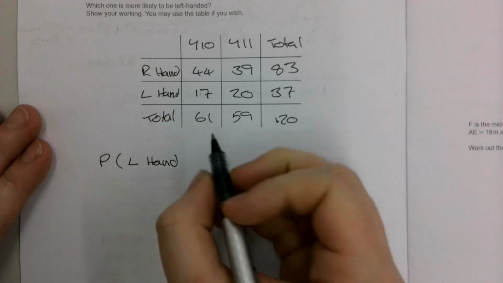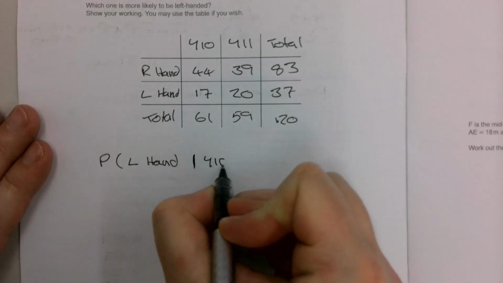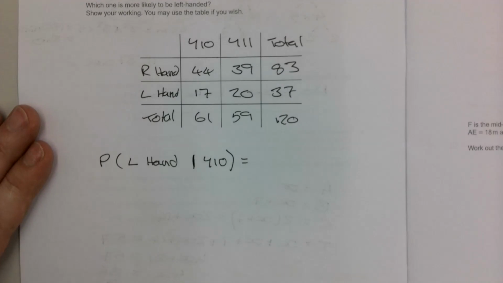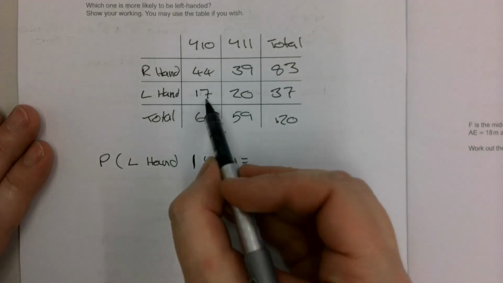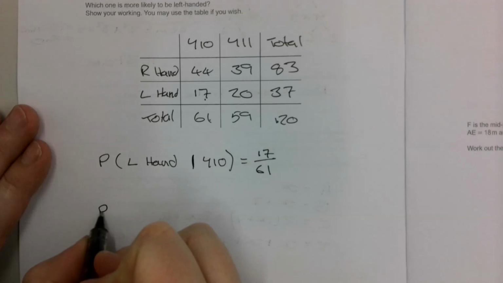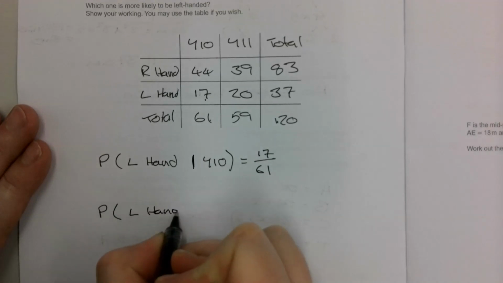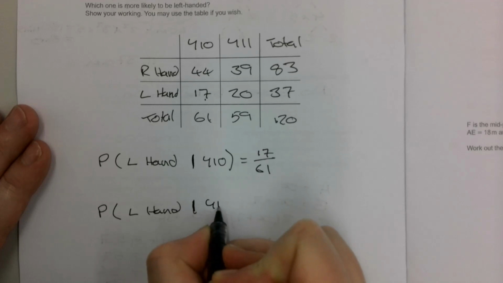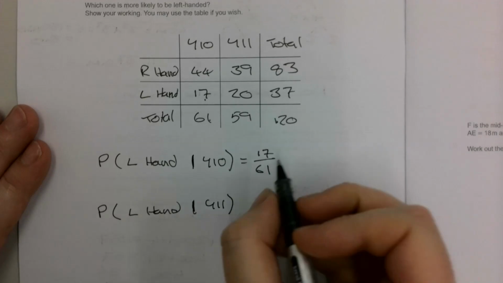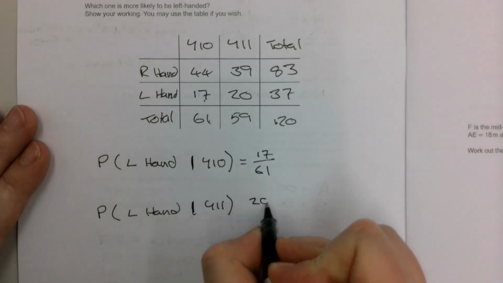So we're looking for the probability of picking a left-handed person given that they are Year 10. And that probability as a fraction is 17 out of 61. Then we want the probability of a left-handed person given that they are in Year 11. And that probability is 20 out of 59.